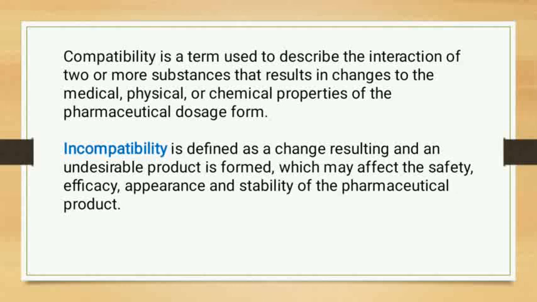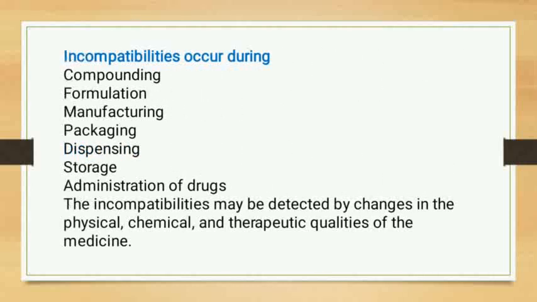Hence, we can also define pharmaceutical incompatibility as untoward results occurring by prescribing, giving or mixing substances and drugs which are antagonistic in nature, which means they are not compatible or not fit for each other when they are used together. Okay, so this incompatibility can occur during the process of compounding, formulating, manufacturing, packing, dispensing, storing or administration of drugs.